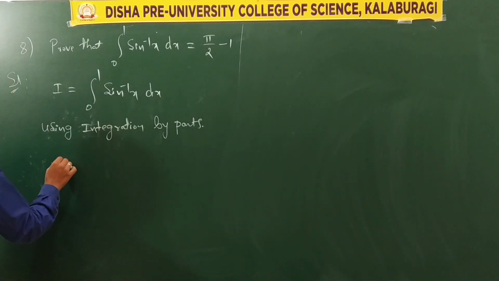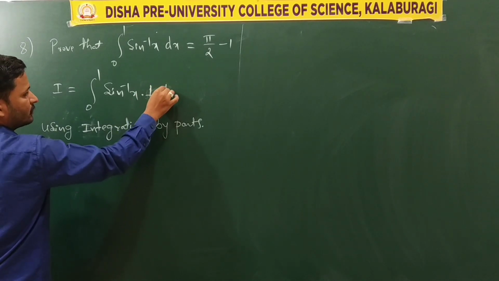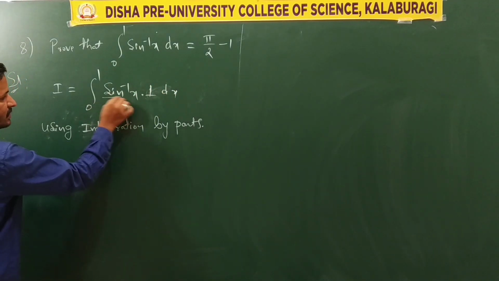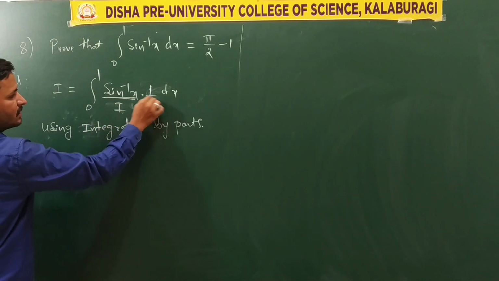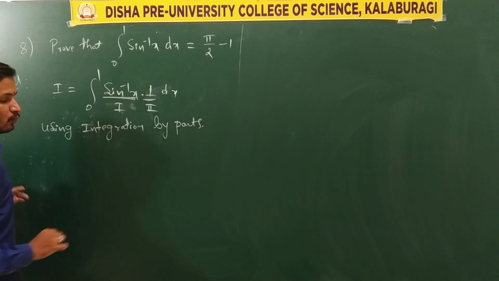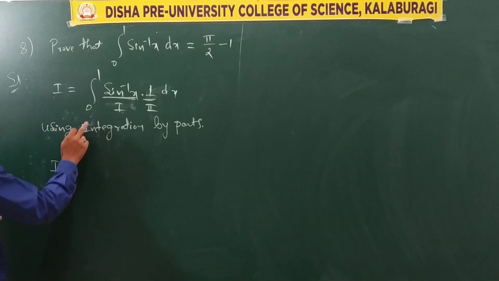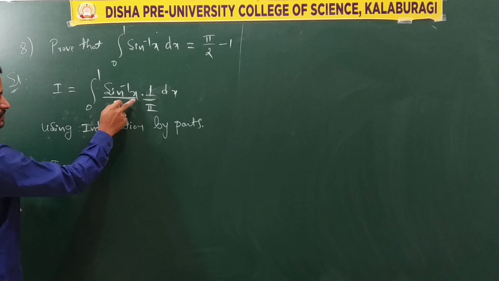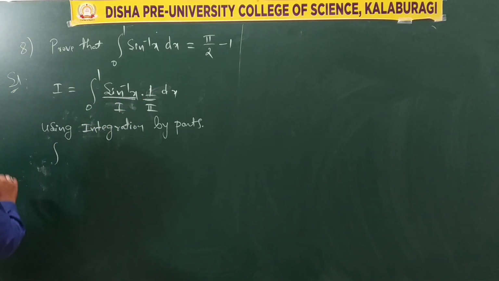So now, integration of sin inverse x into 1 into dx. Here the first function, that is u, is sin inverse x, and the second function is 1. So I is equal to the integration from 0 to 1 of sin inverse x into 1. So first, integration by parts.